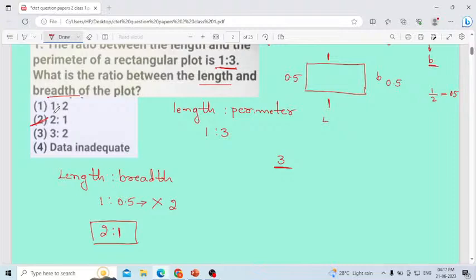Understood? Whatever they have given, length and perimeter are given. Using length and perimeter, you can easily find out the breadth. Then find the ratio of length to breadth.